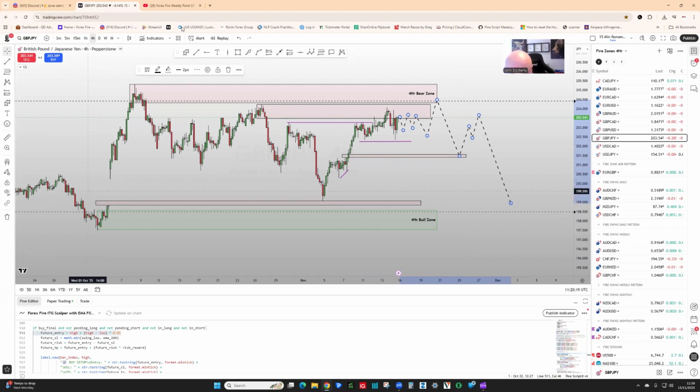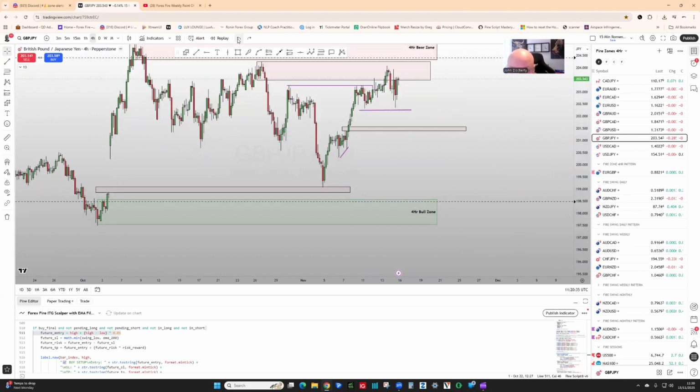And then after that, we could get a little bit of mess around, tap into the bull zone, and then we could start going bullish again. So sticking within this range overall. Okay, so that's the thought on the GBP JPY.